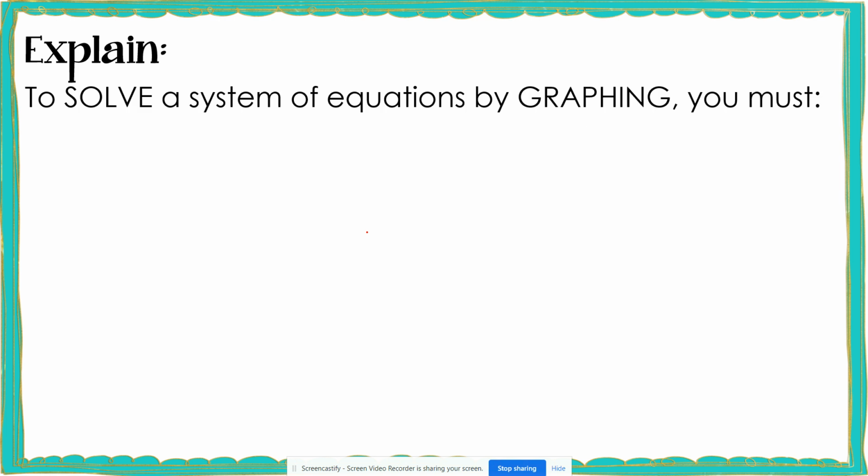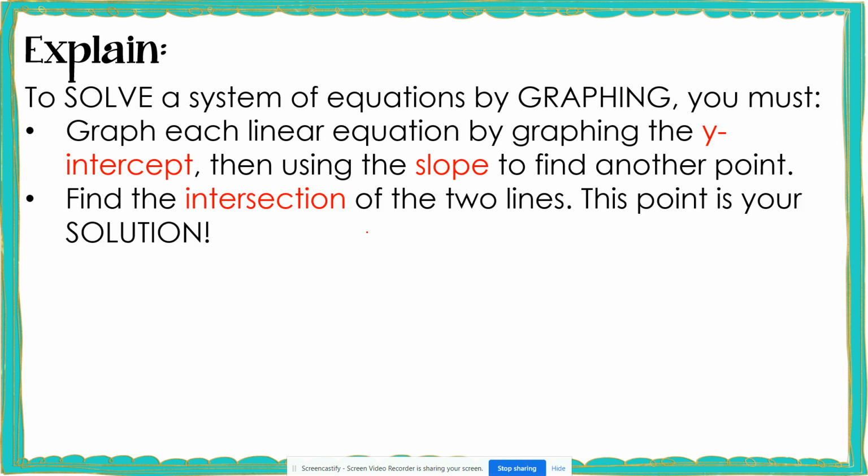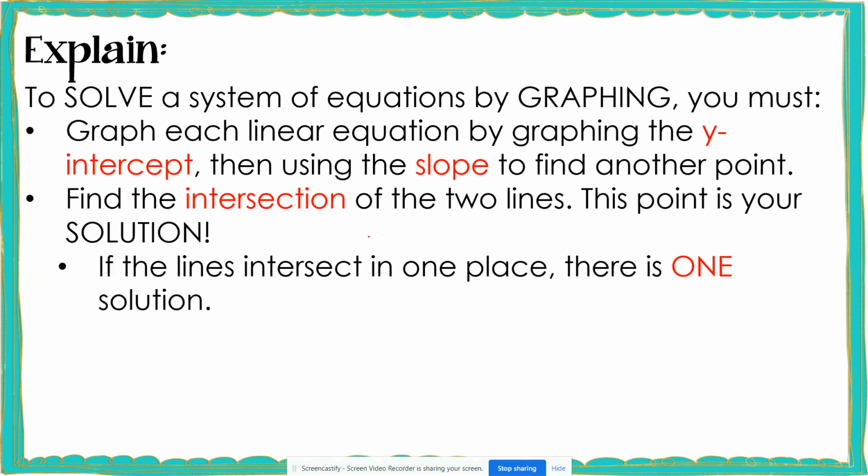To solve a system of equations by graphing, there are several steps you must take. Graph each linear equation by graphing the y-intercept, then using the slope to find at least one more point, and sometimes you have to find more than that. Find the intersection of the two lines. That point will be your solution.